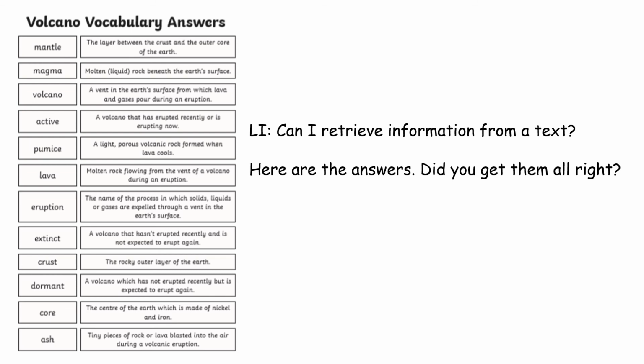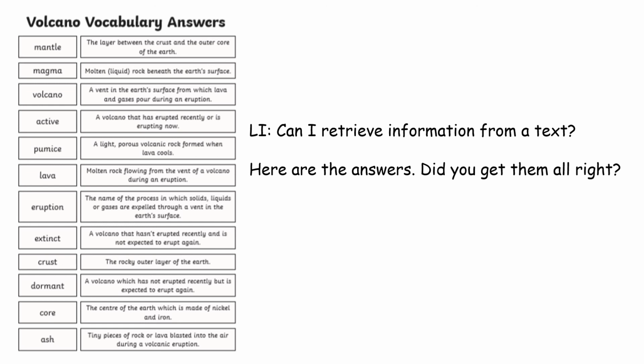Active volcanoes are those that have erupted recently. Pumice is the light volcanic rock formed when the lava cools. Lava is the rock flowing from the vent of a volcano during an eruption. An eruption is the process in which the solids, liquids and gases are expelled through the vent in the Earth's surface. Extinct volcanoes haven't erupted recently and are not expected to erupt again.